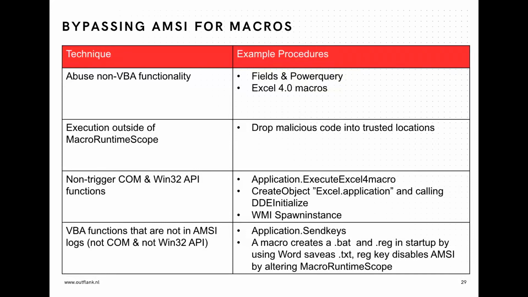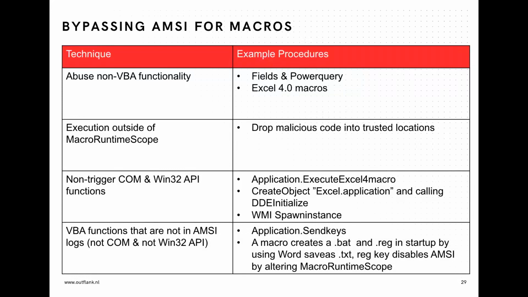Then there was this feature with this macro runtime scope and trusted documents. Well, if we can write our document into a trusted location, we can just drop our code there, and then we reopen our own file from the location where we just saved it. And MZ will say, well, you're now from a safe location, so no worry to check this one. So again, a very simple way to bypass MZ.